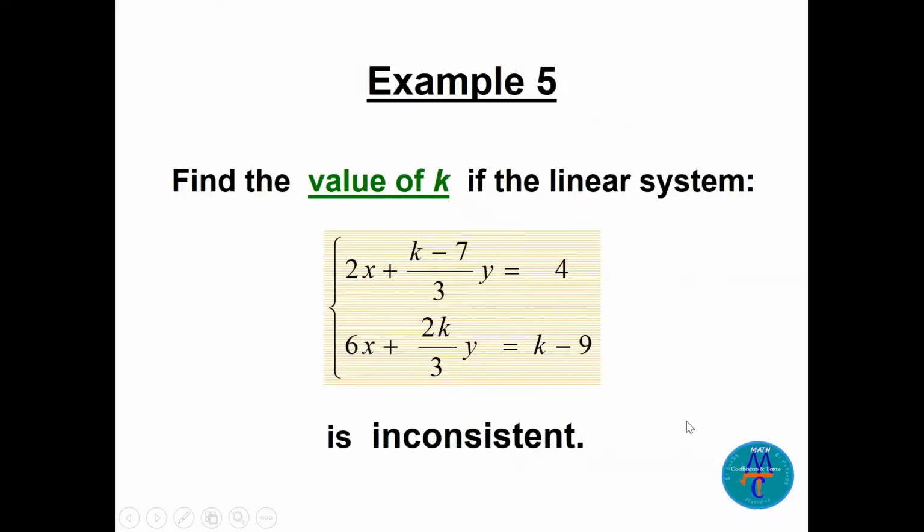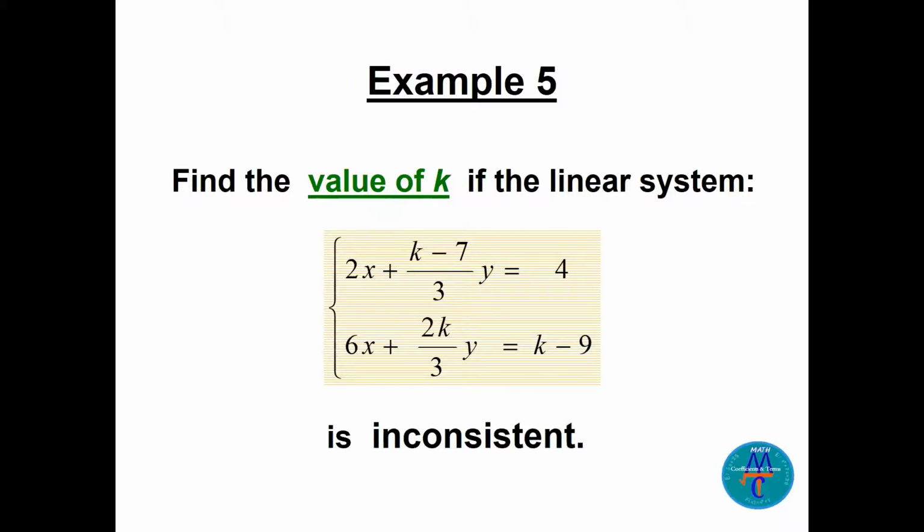Now let's see more. Find the value of k. This is a nice question, by the way. Find the value of k if the linear system here, we have a linear system with some fractions, and there is k there. It's mentioned in the question that the system is inconsistent. That means no solution. What is the value of k?